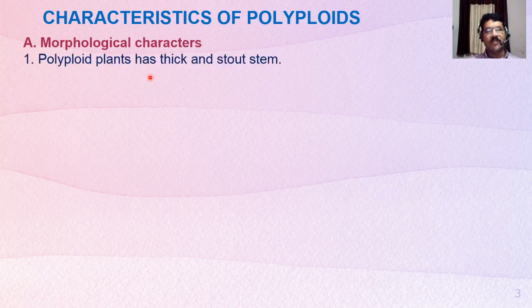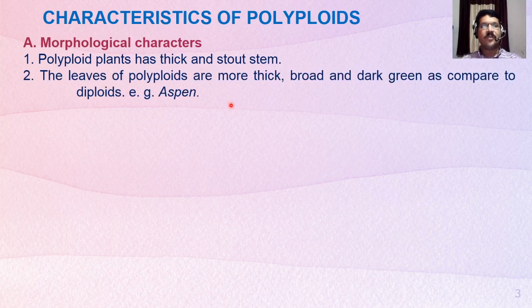Polyploids have a thick and stout stem. If we take the example of a plant, as compared to a diploid plant, the stem of these polyploid plants is thick and somewhat stout. Then the leaves of polyploids are thicker, broader and dark green as compared to diploids. For example, you can see it in aspen. The leaves are more thick, broad and dark green in color.